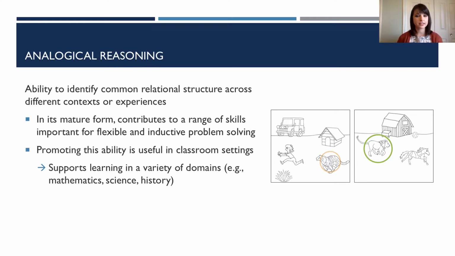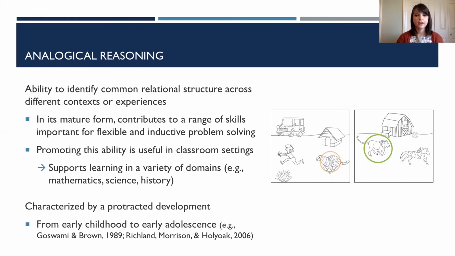However, developing successful use of analogical reasoning is not easy. Young children struggle with solving these kinds of problems. This ability is characterized by a protracted development, with early stages evident in very early childhood, from 3, 4, 5 years old, and reaching something that mirrors adult-like ability in early adolescence.